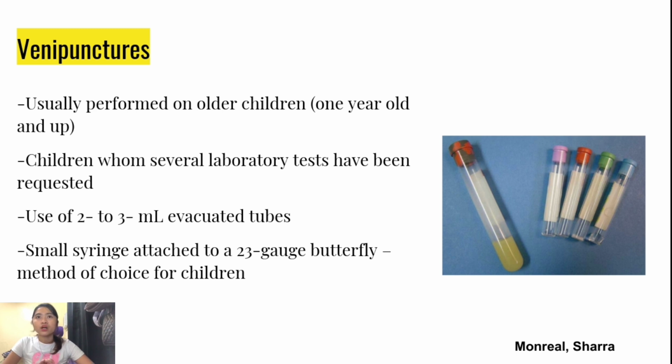So, we use smaller 2 to 3 ml evacuated tubes or a small syringe attached to a 23 gauge butterfly, which gives less vacuum para maiwasan yung mga collapsing veins nila. So, the method of choice for children is the collection with a butterfly and 23 gauge needle.